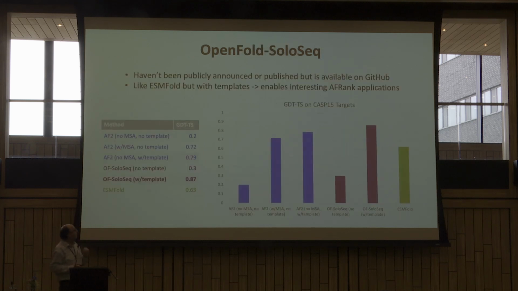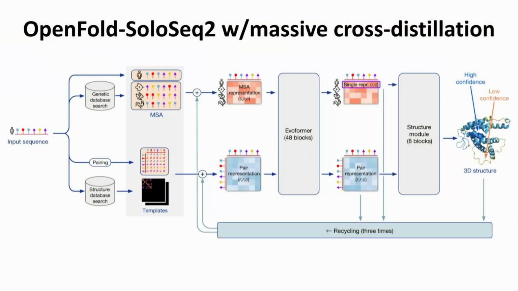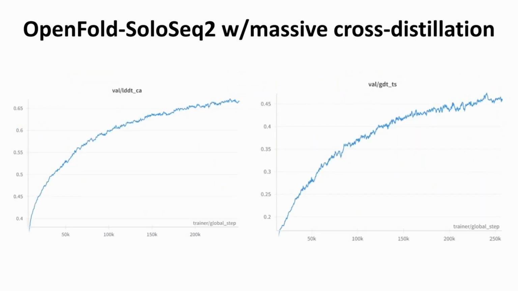So with that in mind, we are trying to do just what I described, where we are again removing the MSA, but now no longer using a protein language model, but instead trying to go directly from sequence to structure, building a true sequence to structure model as opposed to an MSA to structure model. And the way we're doing this is essentially through massive cross-distillation, where we're using predicted structures to bootstrap the process.